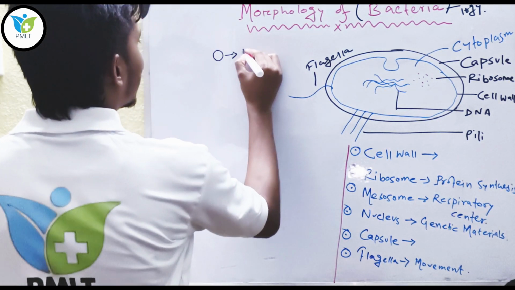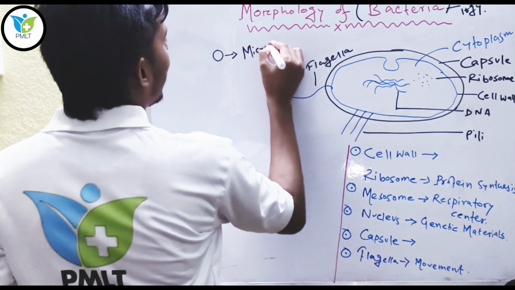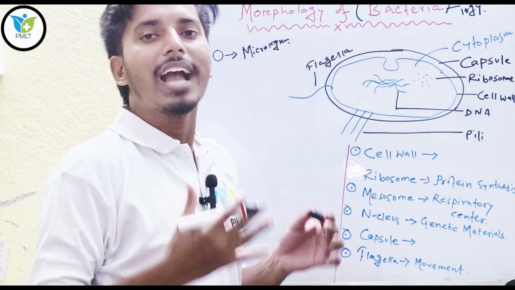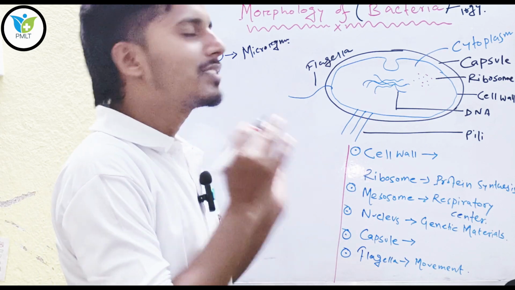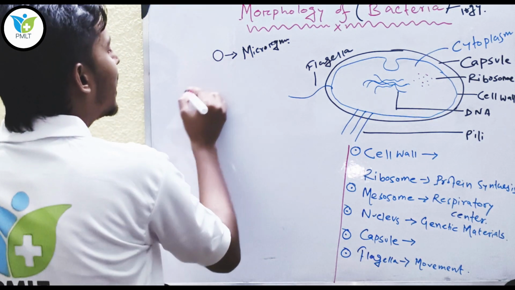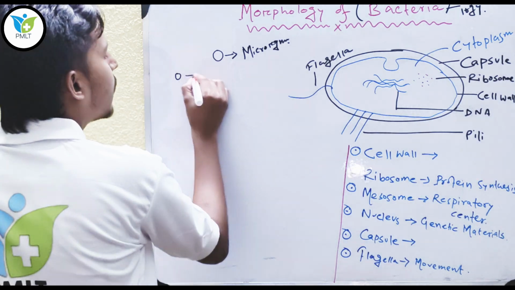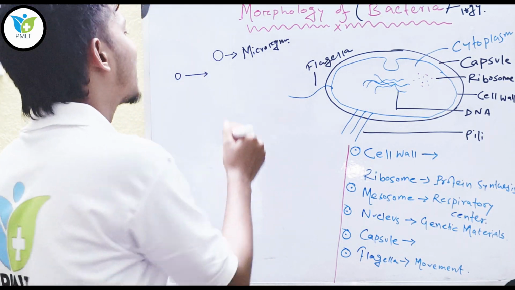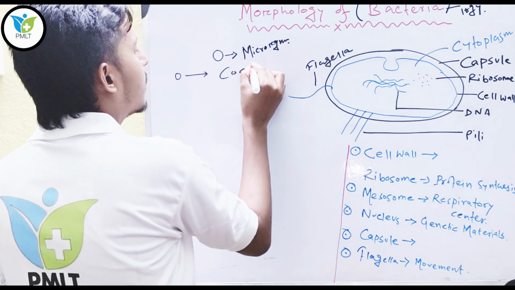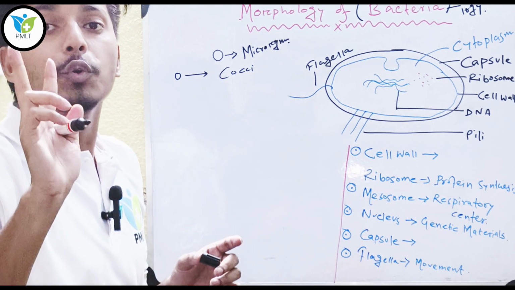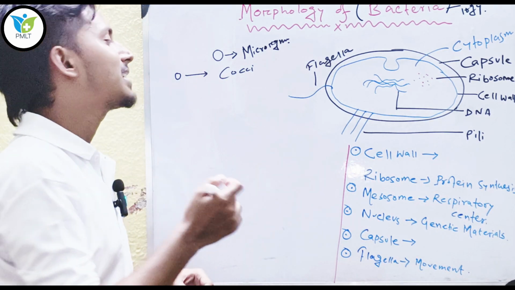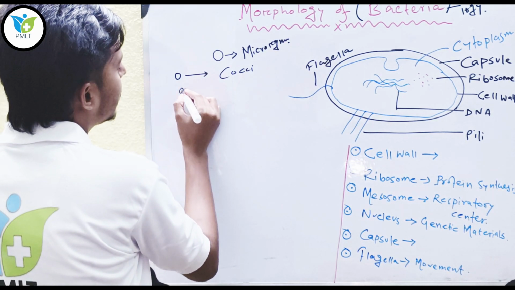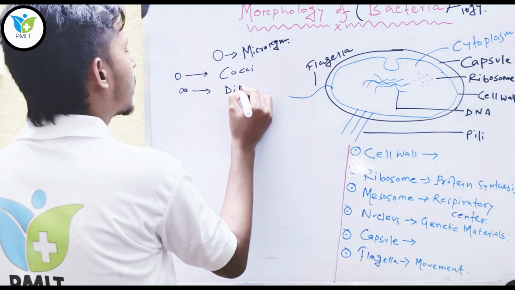Bacteria are very small, so they are microorganisms, right? We cannot see them with the naked eye, so we say it is a microorganism. If the bacteria is round in shape, that is called cocci. If two round-shaped bacteria are present together, that is called diplococci.